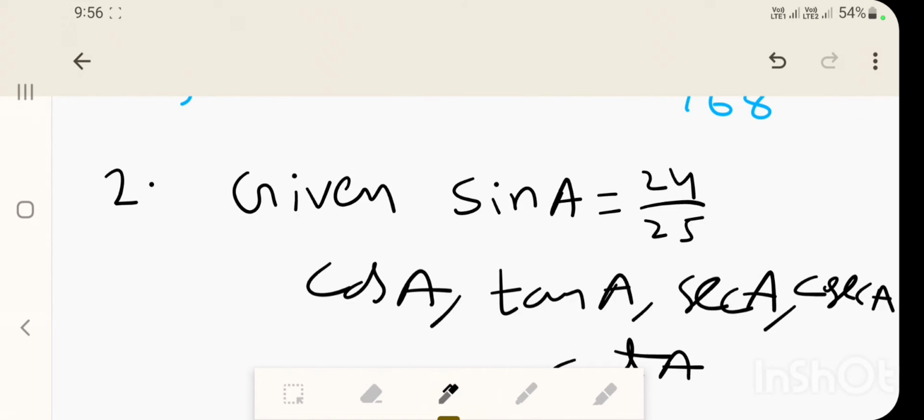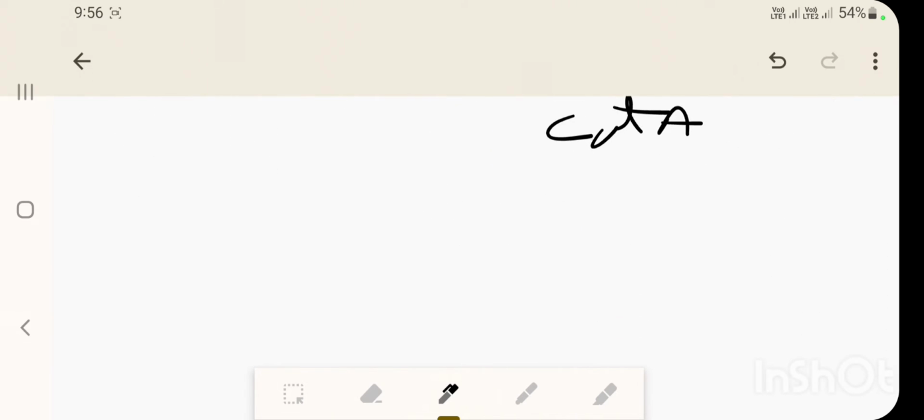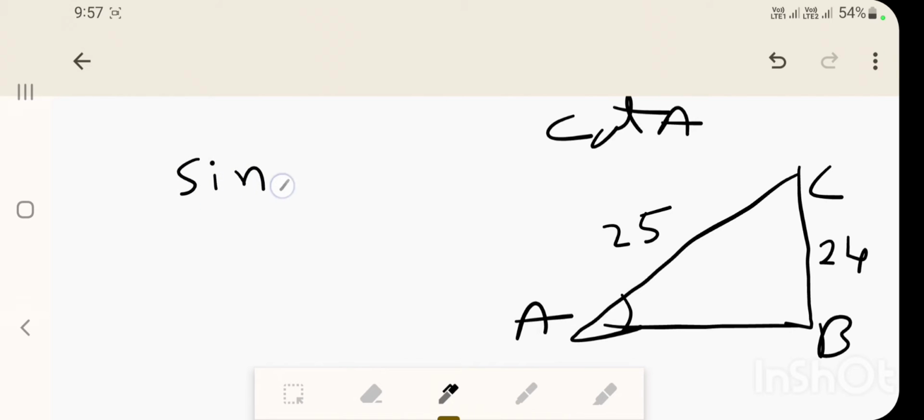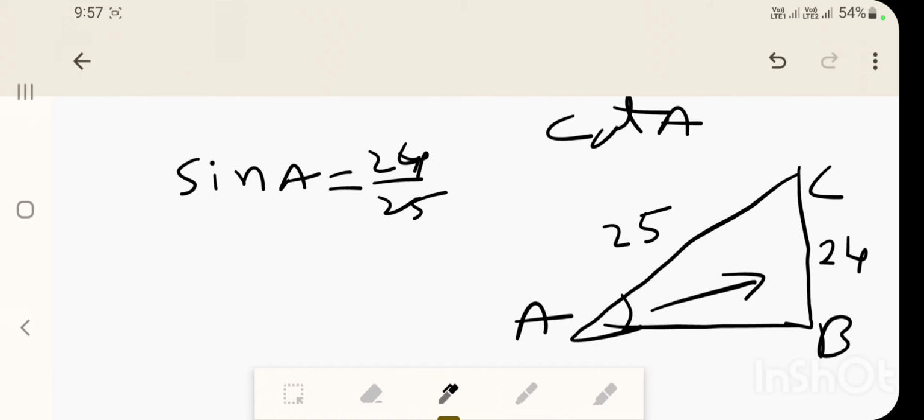So what they have given is sin A 24 by 25 here. So first you take the right angle triangle, and we can take it as ABC, and here we have angle A. Okay, and they have given opposite side 24 divided by hypotenuse. Sin A is 24 by 25, length of opposite side divided by the hypotenuse. So 24 divided by 25, we can write hypotenuse is AC, and opposite to angle A is 24. It can be centimeters or any units.